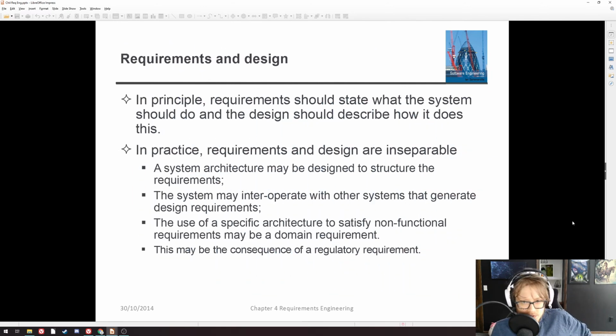So in principle, requirements should say what the system should do, and then later we're going to create a design document that describes how it's done. So that's not our task at this phase, but we are going to get to design soon. And in practice, these tasks often run concurrently because the architecture of the system critically depends on the requirements and vice versa. So these are things that are going to happen together generally.